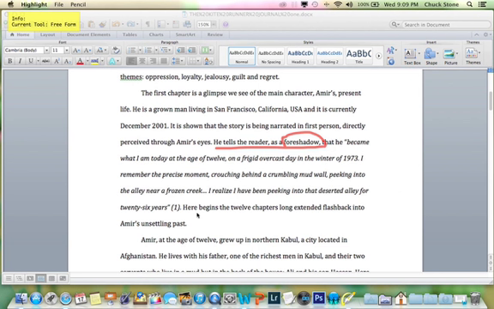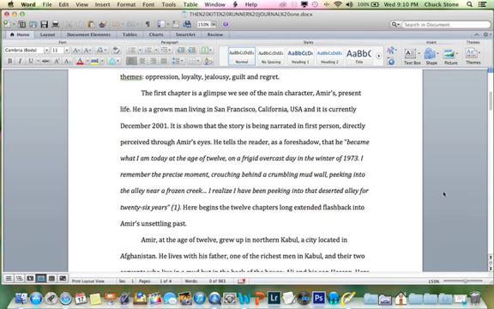And then a very telling summation. Here begins a 12 chapters long extended flashback into Amir's unsettling past. So we have clues as to what's going to be said and what the significance of that is. He has a sinister past, an unsettling past, and what is coming. The next 12 chapters are looking back into when he was younger and how that has been a formative influence for him.